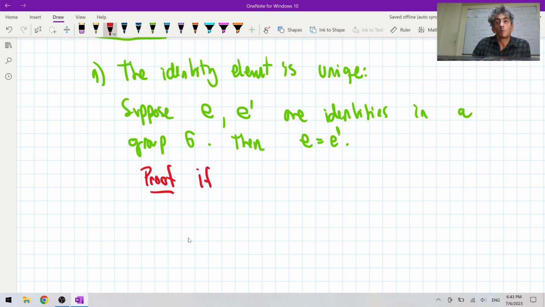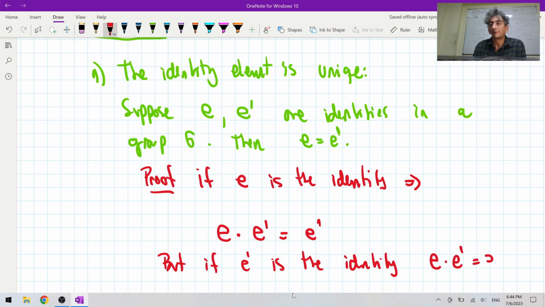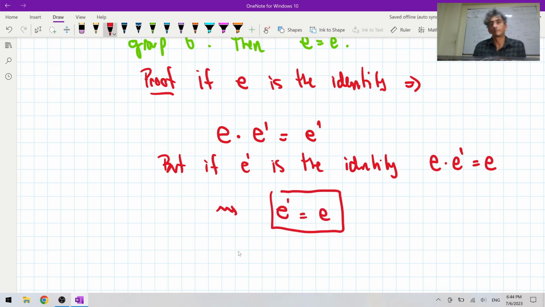So if E is the identity, then E times E prime has to be E prime, right? But if E prime is the identity, then E times E prime has to be E. So this leads to E prime equal to E, which is kind of obvious, right?